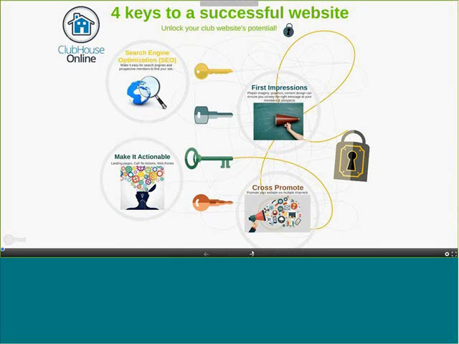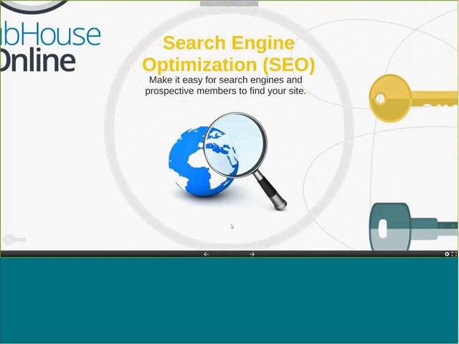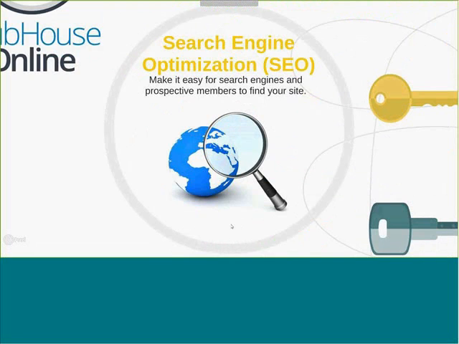So the four areas we're going to be covering today are search engine optimization, first impressions, making your site actionable, and cross-promotion within your Clubhouse Online websites. Okay. So search engine optimization, essentially all that really means is what you can do within your own websites to make it easy for search engines and prospective members to find your Clubhouse Online websites.